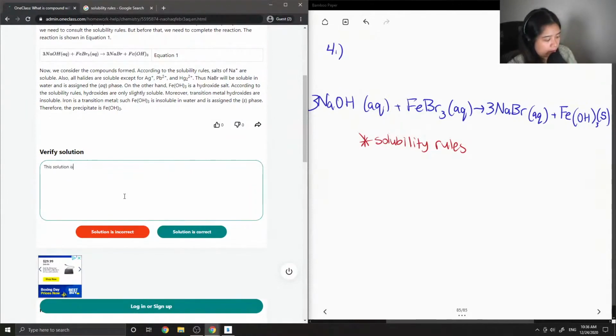Yep, so this solution is correct. Okay, so on to question.